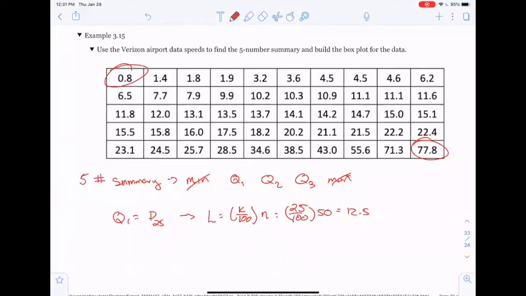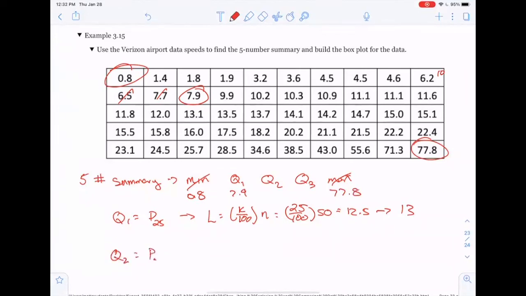So because we get an L value of 12.5, I round that up to 13. And so our 25th percentile is going to be the 13th piece of data. So again, I have rows of 10, so that's 10, 12, 13. That is going to be Q1. So let me actually write these down here so I don't get confused. Q1 is 7.9. Our max we said was 77.8.